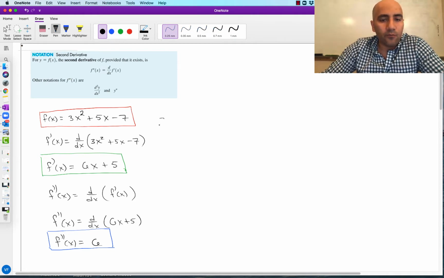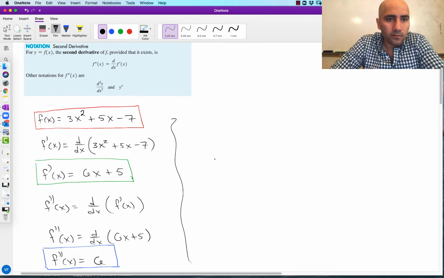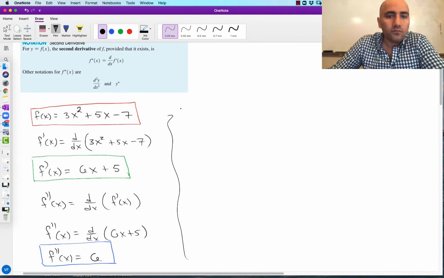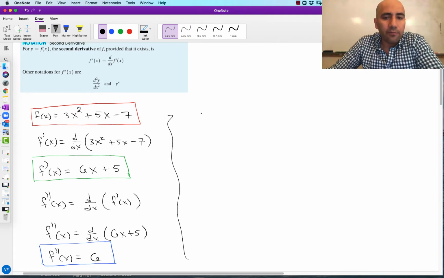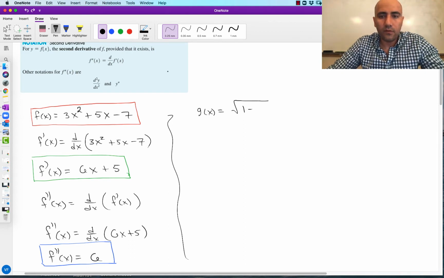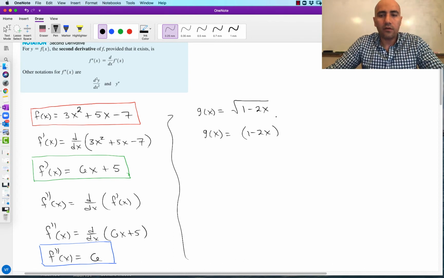Let's do another example. Or as another example, let's say g of x is given as the square root of 1 minus x. Well, let's make it minus 2x. 1 minus 2x. Okay, so we can rewrite this as g of x is equal to 1 minus 2x to the power of 1/2.